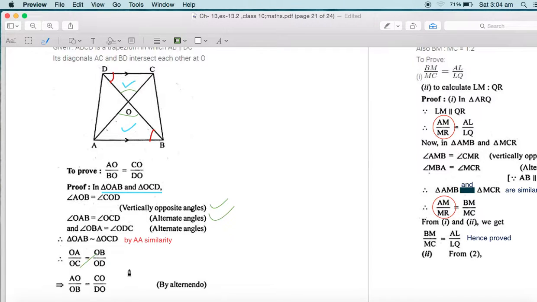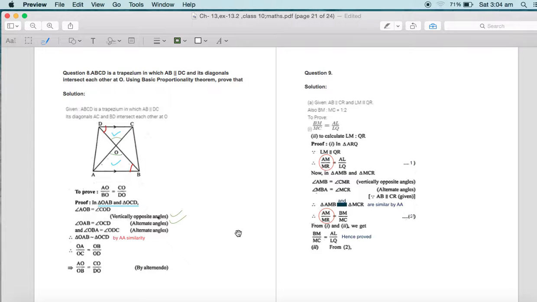What is that called in maths? Ratio and proportion you have already done, the complete chapter. It is called alternando. So you'll write that here, students. By alternando, we get AO upon OB as CO upon DO. That is the required result which we actually wanted to prove. So I hope all of you have understood. Fine. Now we will move to question number 9, my dear students.